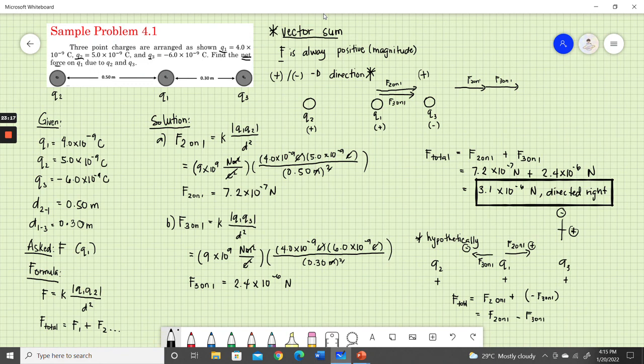See, this is why it's important. You have to go back to understanding vector addition, or vector sum. So that's how you solve for the superposition principle if you have three charges along a straight line. Okay, I hope you guys understood what happened.